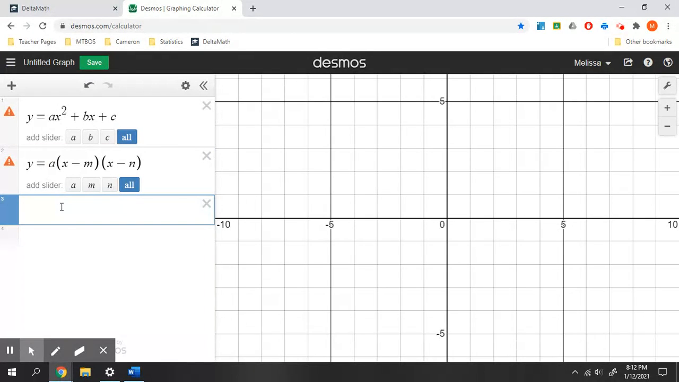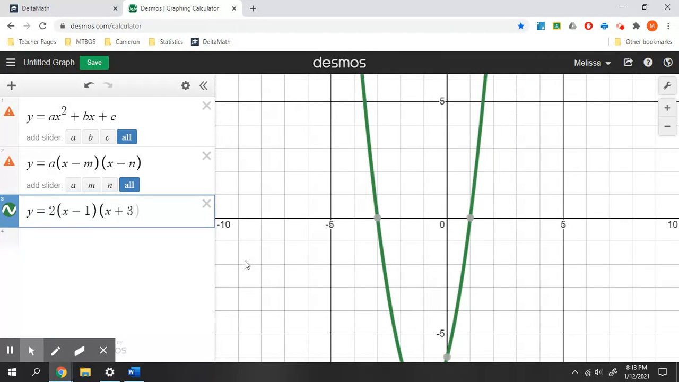Now, I want us to be very careful here. Let's say y is equal to 2, and let's go with x minus 1 and x plus 3. Now, looking at this, let's look at what our x-intercepts are. Our x-intercepts here are positive 1 and negative 3. Well, where is this coming from?